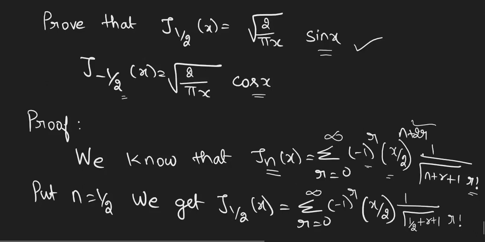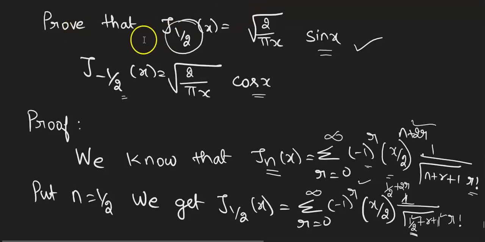To find J half of x, wherever n is there, replace it by 1 by 2. So J half of x is equal to the summation from r equal to 0 to infinity of (minus 1) power r, (x by 2) power, instead of n, 1 by 2 plus 2r, into 1 by gamma of, again in the place of n I have substituted 1 by 2, plus r plus 1, into r factorial. 1 by 2 plus 1 will become 3 by 2.